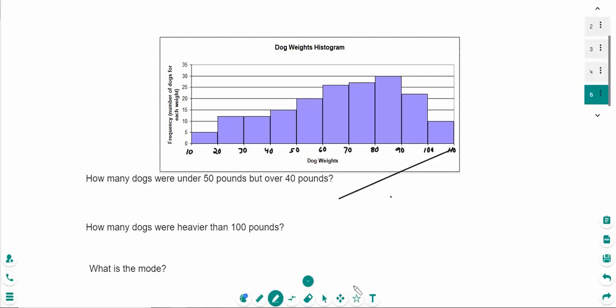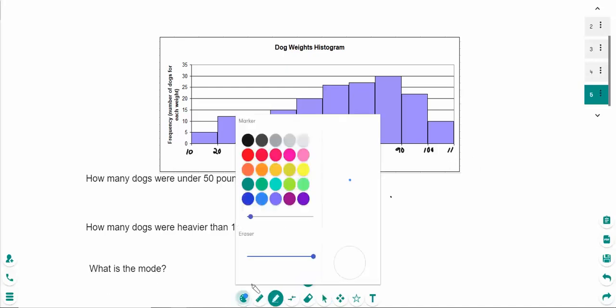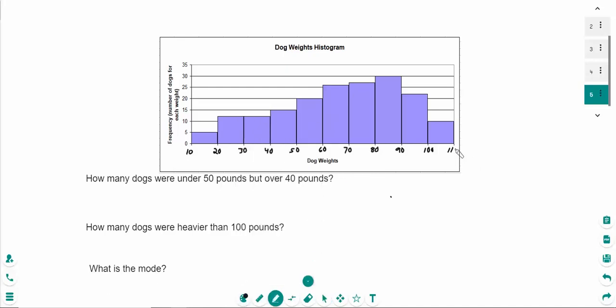Let's look at this histogram right here and try to pull some information out of it. All right, so this is a dog weights histogram. Okay, so basically we have the weight of a dog. That's the x-axis, the bottom here. So we have 10 pounds, 20, 30, 40, 50, 60, all the way up to 100 and, oh, it would be 110 pounds at the very end. Okay, and then off to the left, the y-axis, this is the number of dogs that weighed that much.